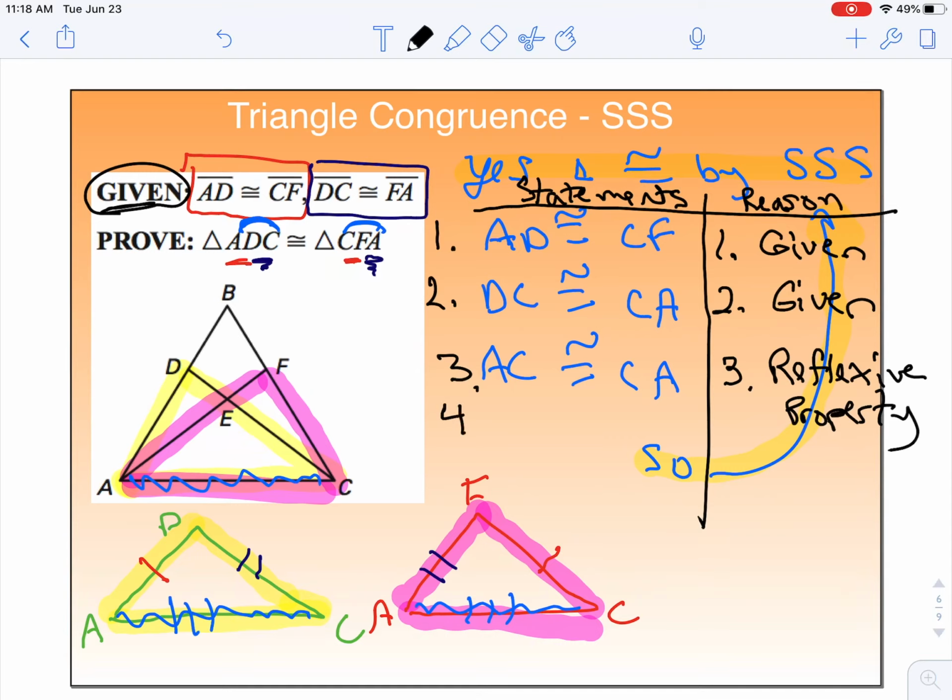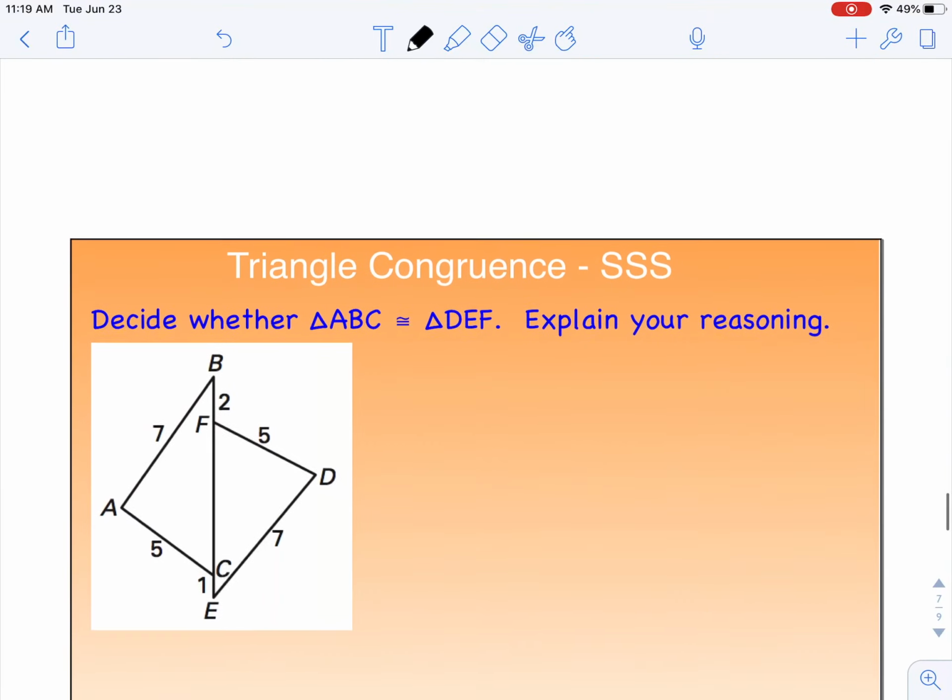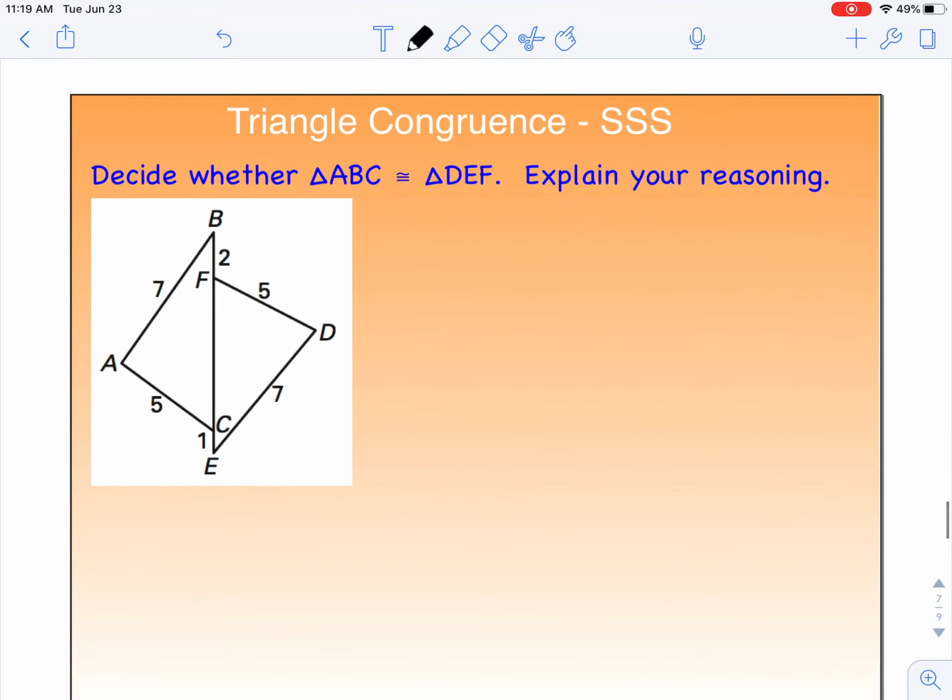And so then the piece that I add is, now that I have shown you that all three sides are corresponding congruent, then I can say that triangle ADC is congruent to triangle CFA. And the reason I can say that is because of side, side, side triangle congruence postulate. And that is a more formal proof. And again, we'll keep working on these in this next 3 lessons.